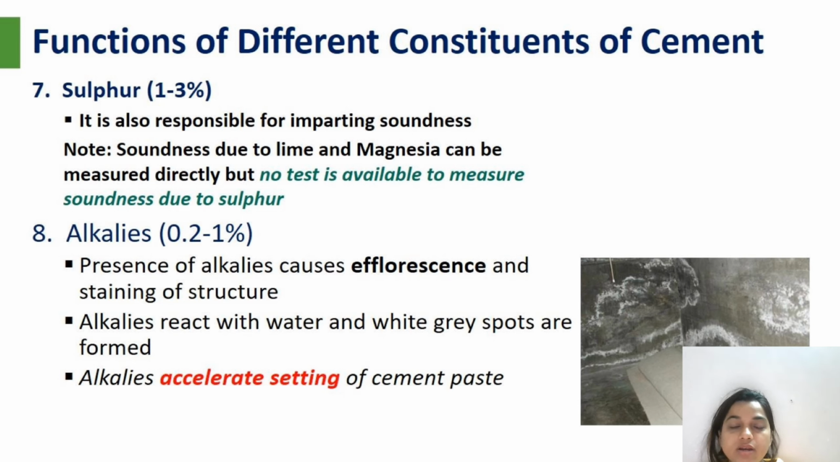Now the next constituent is alkalis, found in a very small quantity, 0.2 to 1%. They cause efflorescence. Efflorescence is the white patches you have seen on walls. The presence of alkali causes efflorescence and staining of structures. When alkali reacts with water, white gray spots are formed. This whole process is efflorescence. Alkali also accelerates the setting time of the cement, right?